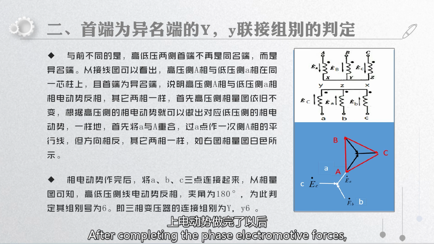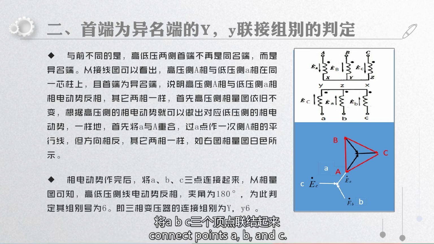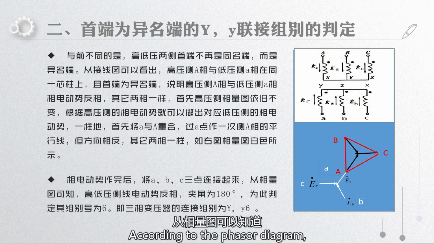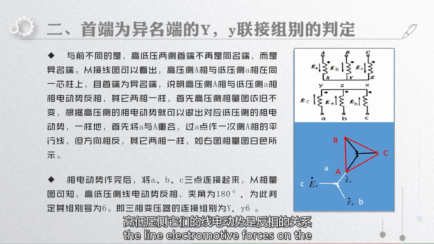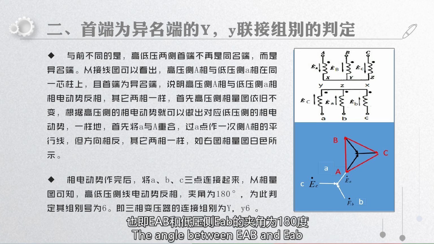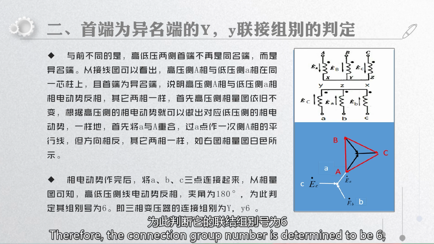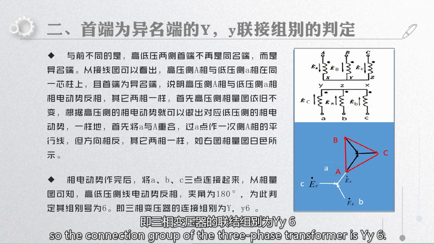After completing the phase electromotive forces, connect points A, B, and C. According to the phasor diagram, the line electromotive forces on the high and low voltage sides are out of phase. The angle between EAB on the high voltage side and EAB on the low voltage side is 180 degrees. Therefore, the connection group number is determined to be 6. So, the connection group of the three-phase transformer is YY6.